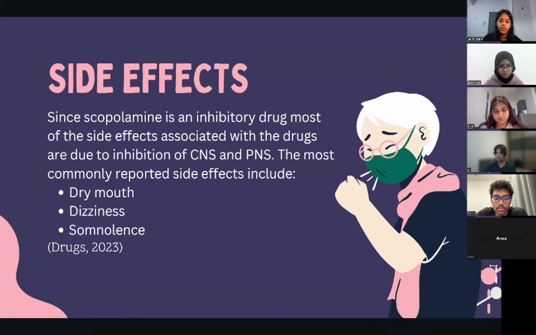So these side effects occur because scopolamine's action on acetylcholine is not specific to a single area, but affects multiple mechanisms where acetylcholine plays a crucial role in normal functioning.